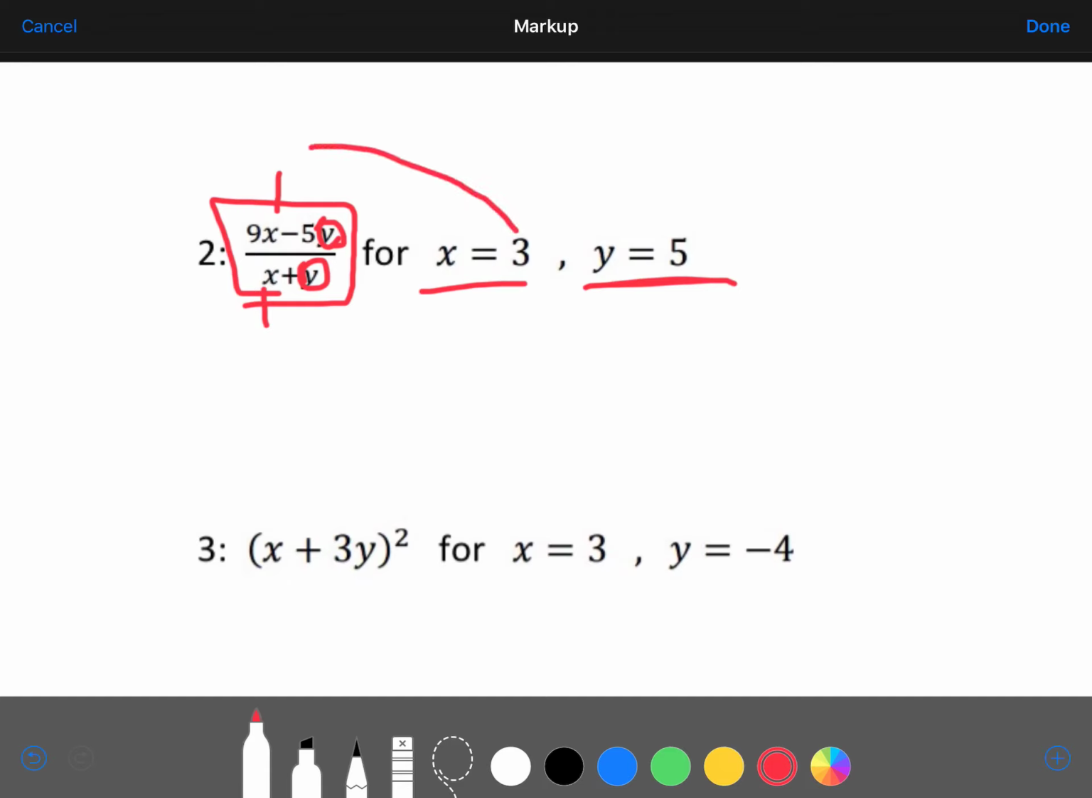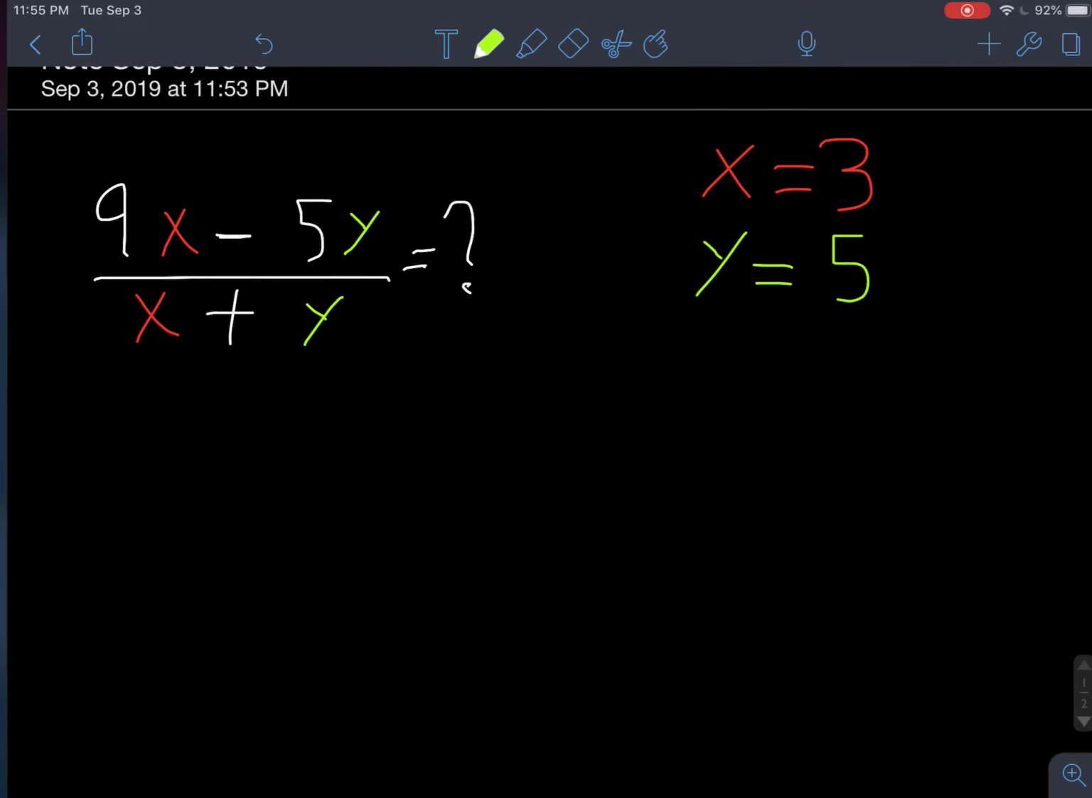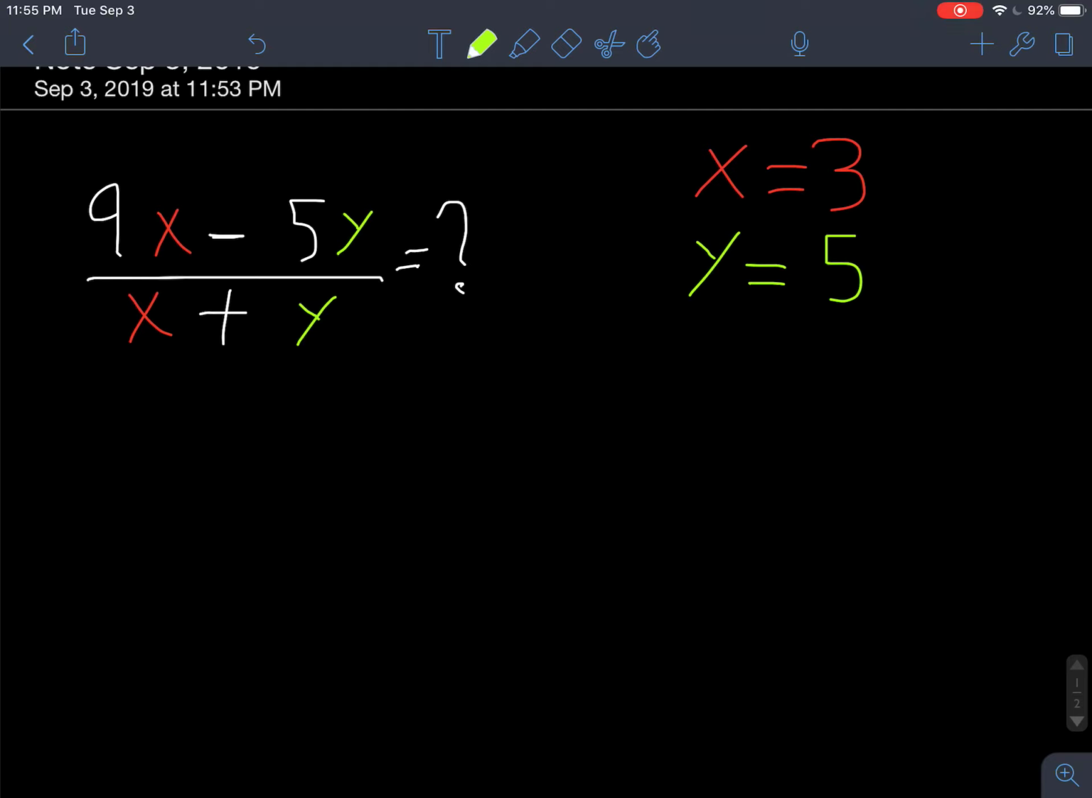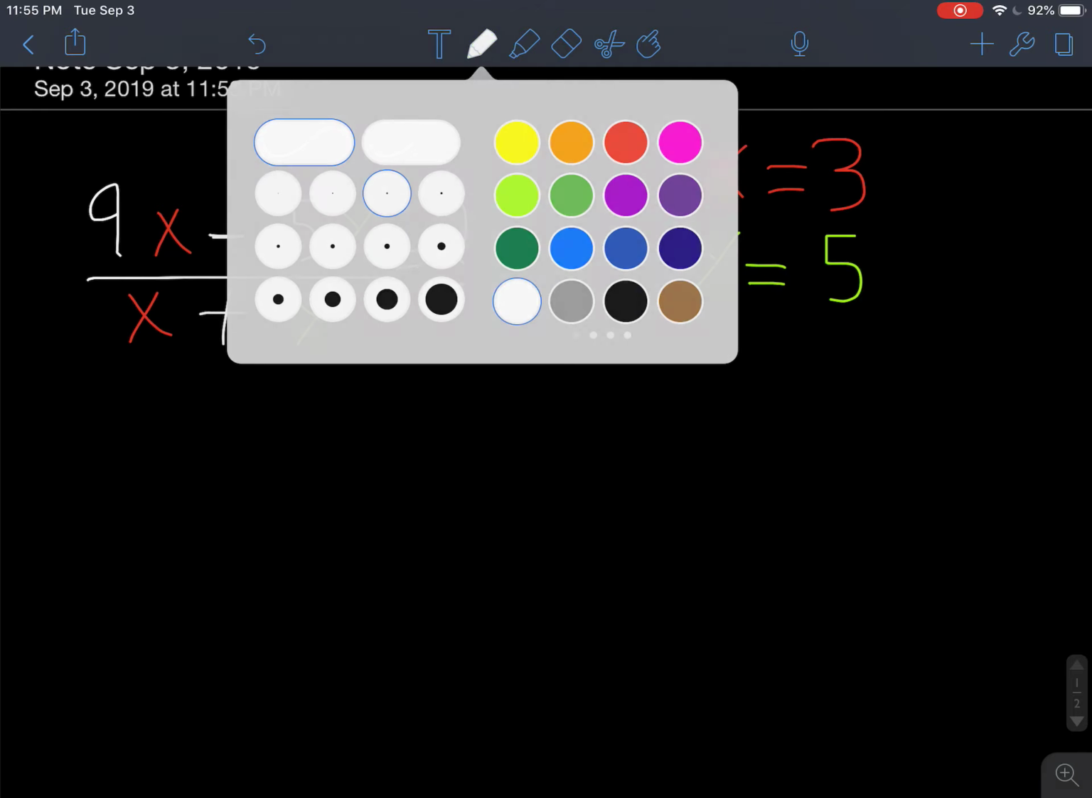So you literally plug in 3 here and plug in 3 in here, and 5 in here and 5 where there was a y. So you have 9x minus 5y over x plus y. You gotta remember this here too, this right here.